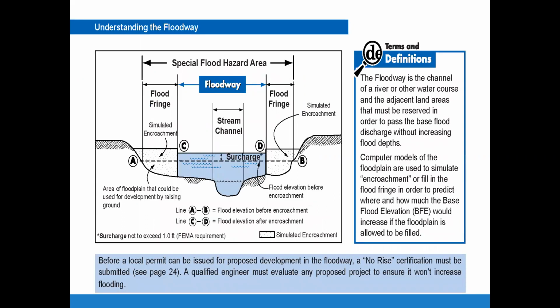So this is how it's mapped. This is basically the same image, but it shows you that we have simulated encroachment until the surcharge of the water is 1 foot, and then that is where we draw the line. That's how it's delineated for the flood fringe and the floodway as well.